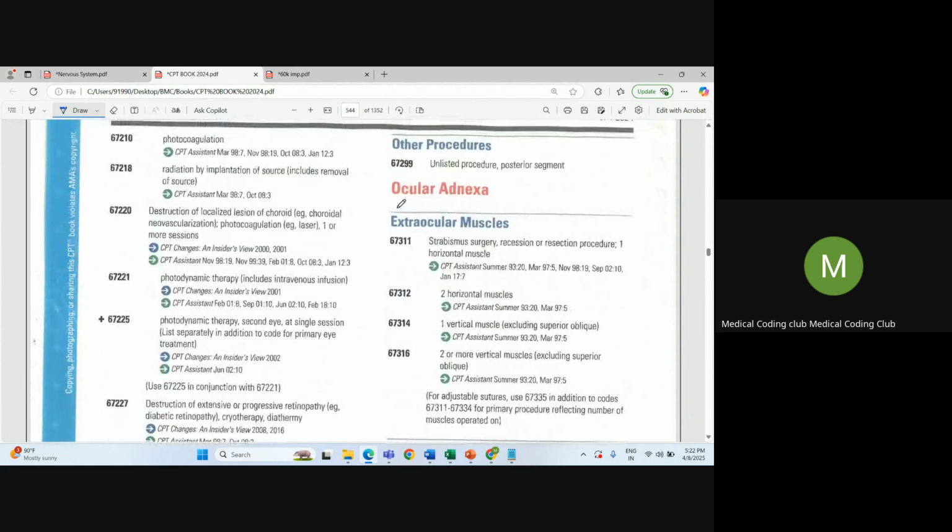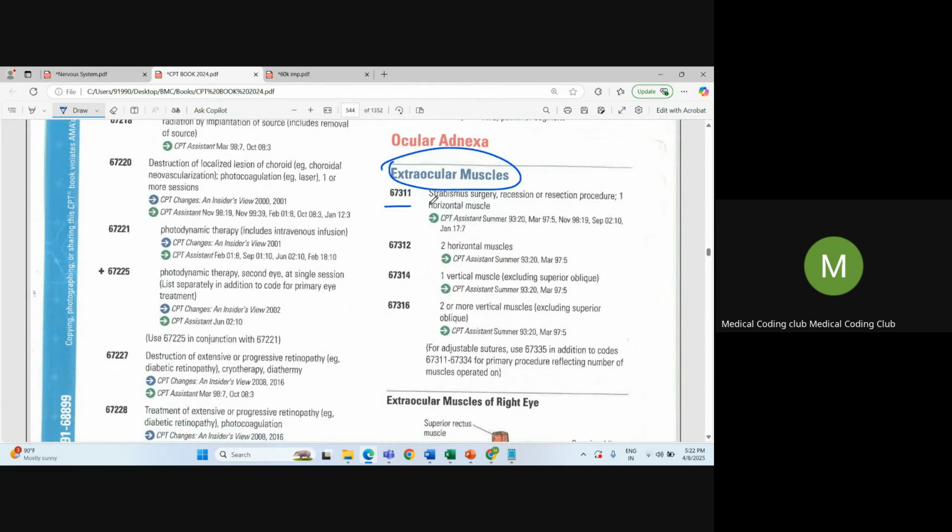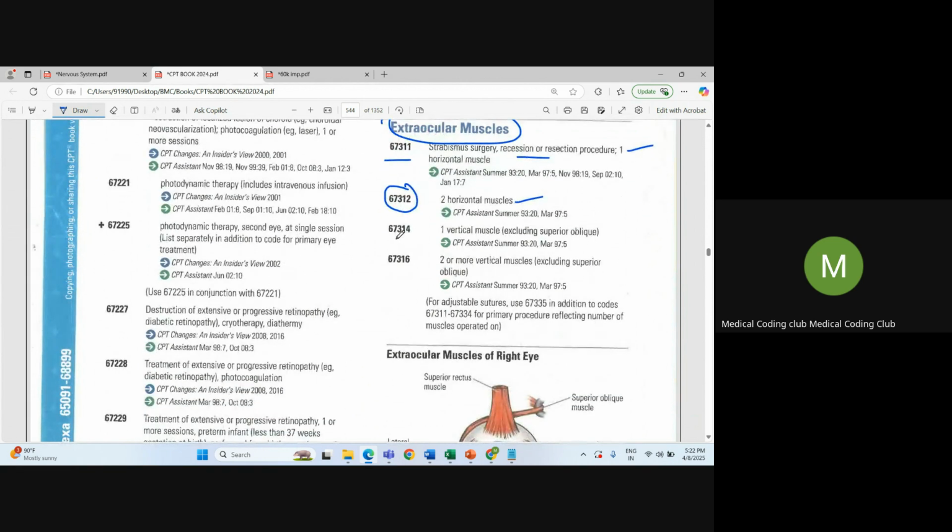So you can see here, extraocular muscle, strabismus surgery 67311, strabismus surgery, recession or resection, one horizontal muscle. Same way for two horizontal muscles, the code is 67312. And if they perform on a vertical muscle, one vertical muscle code is 67314, two or more vertical muscles code is 67316. Okay, you can see the note for adjustable sutures, use these codes.